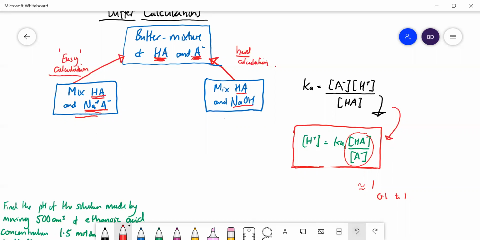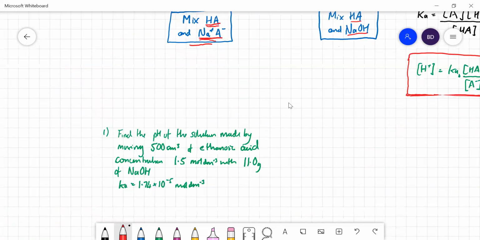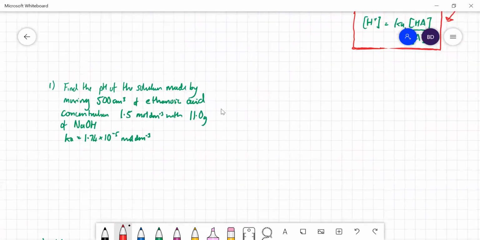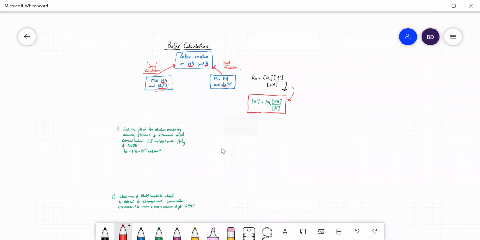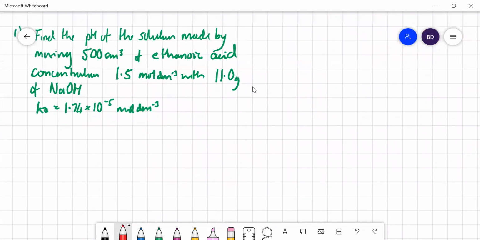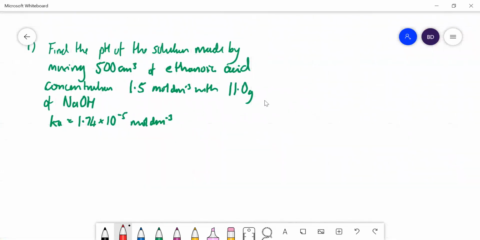Right, so let's have a look at a calculation then. Right, this one here, let's do this one, number 1. Make it bigger. Right, okay, find the pH of a solution made, and it doesn't say it's a buffer solution, which is quite often the case. You've got to realize it's a buffer solution, mixing ethanoic acid with some sodium hydroxide. So what kind of a calculation is it? It's the hard type, not the easy type.